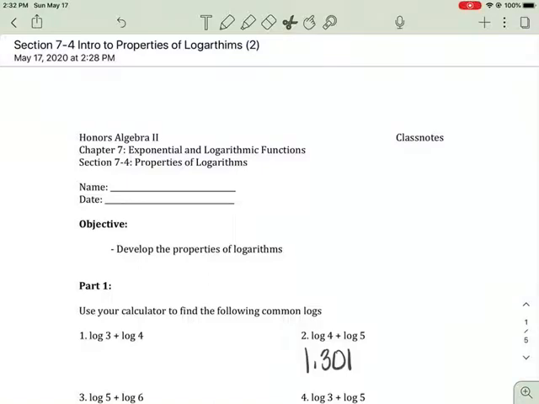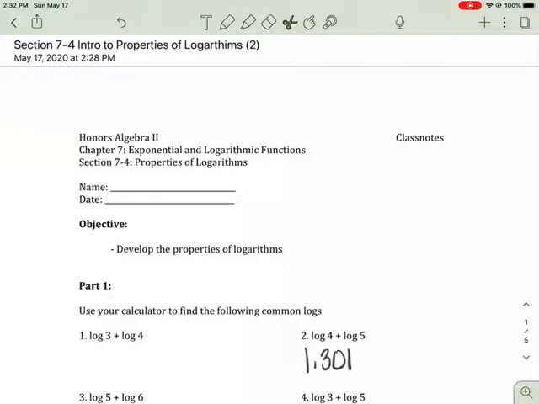Hi everyone, so today we're going to work on introducing the properties of logarithms. This is kind of like a discovery type lesson. I'm going to walk you through the first couple of things, and then I want you to pause the video and see if you come up with some of the properties that we're going to be studying the next 2 days.